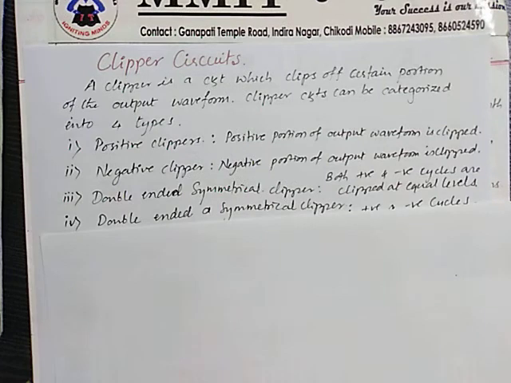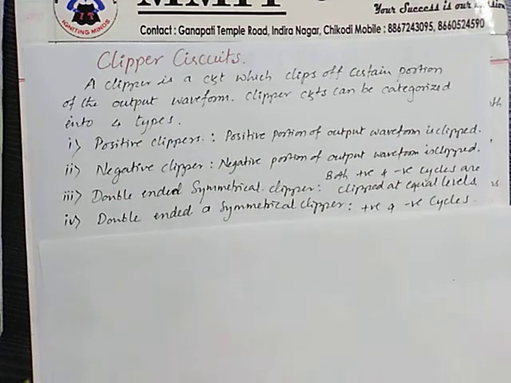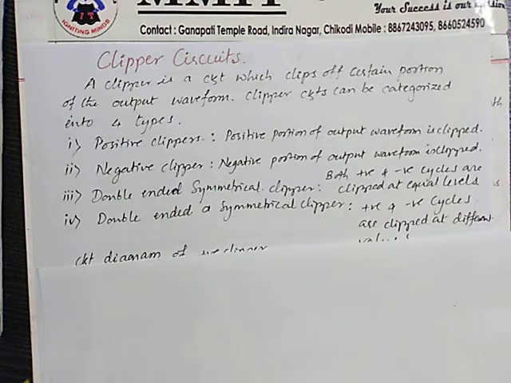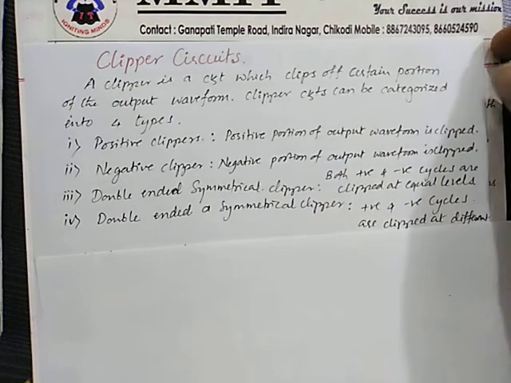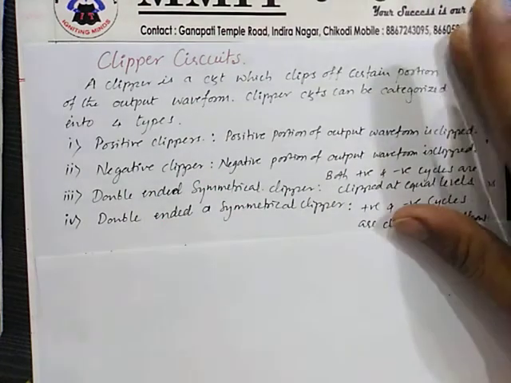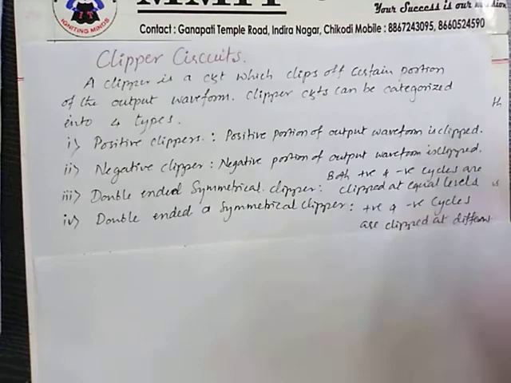Then fourth one is the double-ended asymmetrical clipper, wherein positive and negative cycles of the output waveform are clipped at different levels. So now let us see with respect to schematic diagram how these clippers will clip off certain portion of the output waveform.